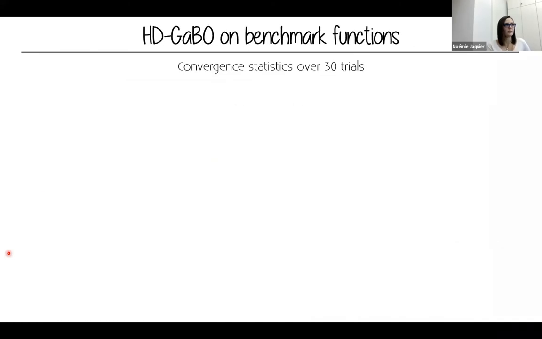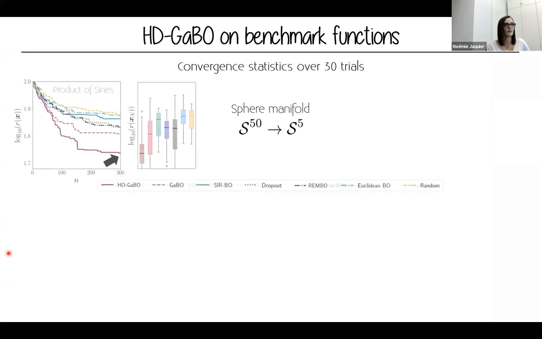Again, some convergence statistics. So here we optimize some function on the sphere manifold of dimension 50, which intrinsically was lying on the sphere of dimension 5. So these are our convergence curves for the product of sines. So you see HD-GaBO is basically the one here. And we compare with other high dimensional BO methods that are all in Euclidean space. So CRBO, Dropout, and Rambo here. We also compare with the original GaBO that doesn't consider the high dimensional structure that we have in that problem. And you see that it also performs actually very well.